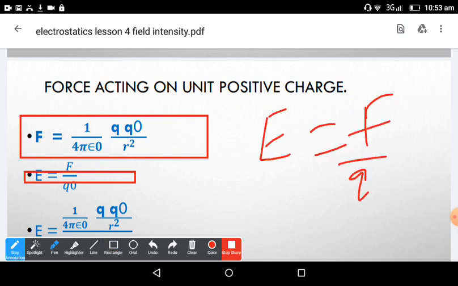As I said, the price of 1 kg. If 100 kgs is 1000 rupees, then 1 kg is 1000 by 100. Same. This is also the force. E is also force, but this equals F by Q, the force acting on unit positive charge, but you should write Q naught.